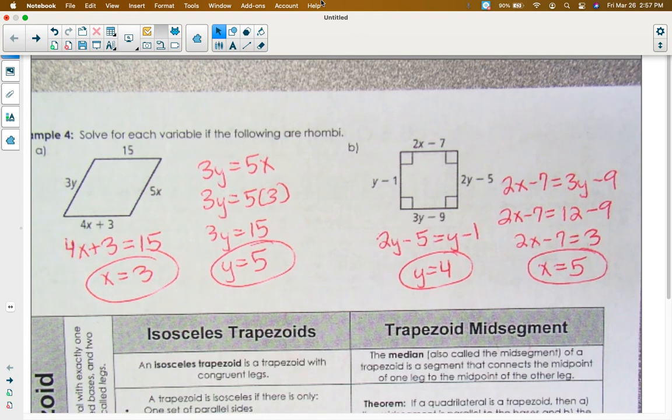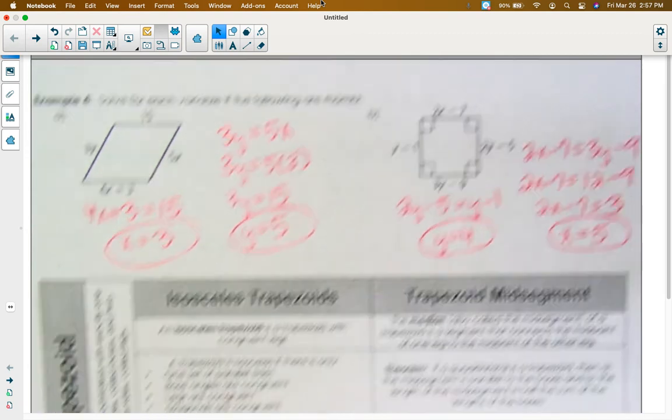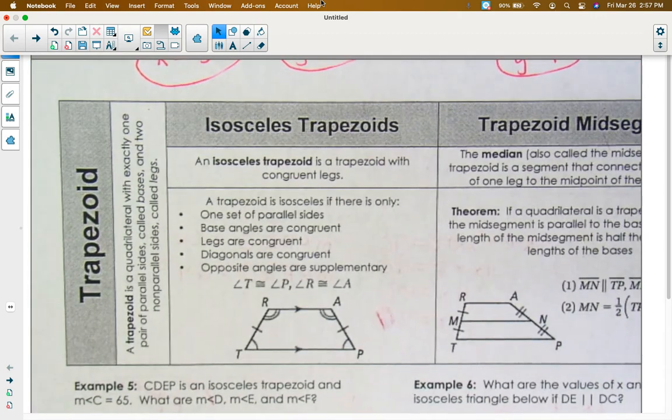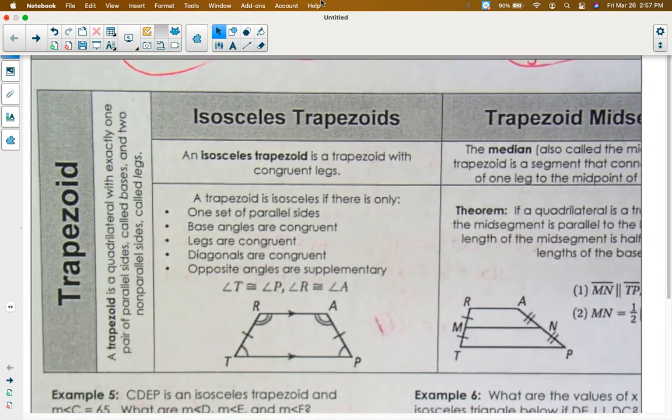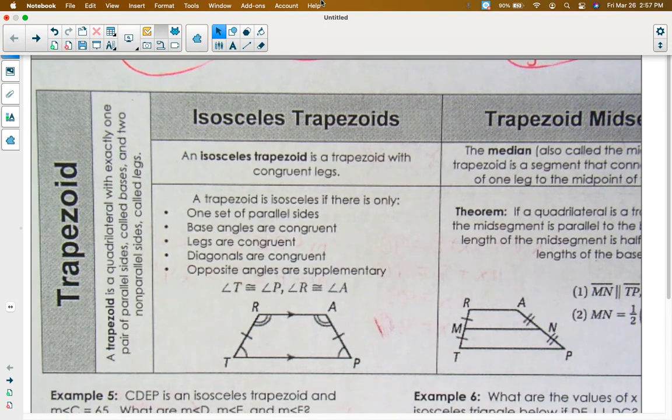So we've done parallelograms, we've done quadrilaterals. We're going to take a look at some trapezoids. By all means, I am going to read through these, but make sure you take a picture or take notes, whatever you need there. Right here on the side, it says a trapezoid is a quadrilateral with exactly one pair of parallel sides called bases and two non-parallel sides. If I have an isosceles trapezoid, an isosceles trapezoid is a trapezoid with congruent legs.